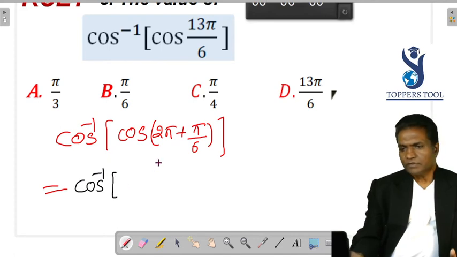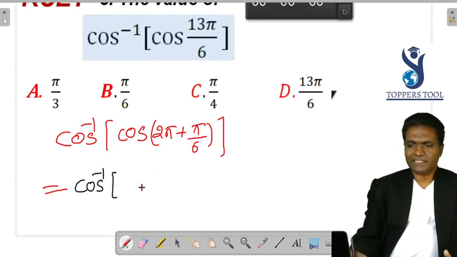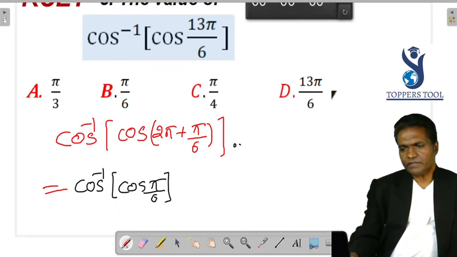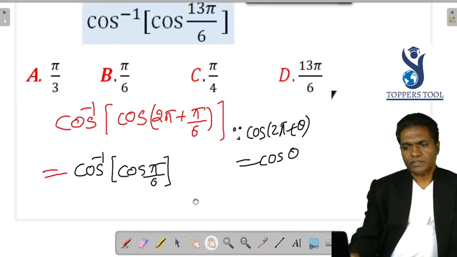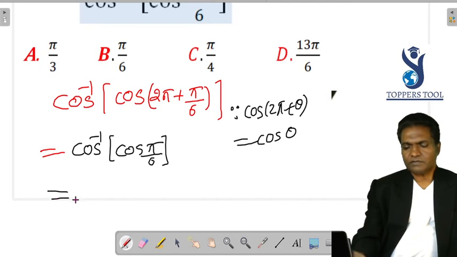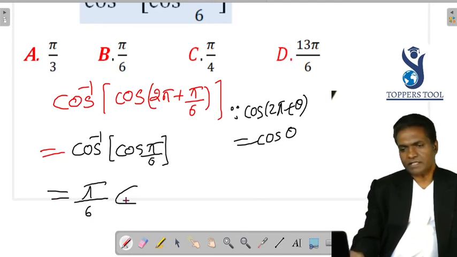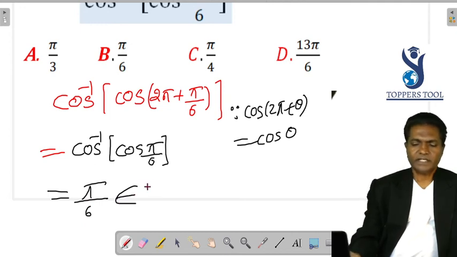Cos of 2 pi plus theta is cos theta, that must be known to you. Note down this: cos of 2 pi plus theta is cos theta. So cos inverse of cos vanishes, it is pi by 6, and you can check that this is in the principal branch of cos, that is 0 to pi.